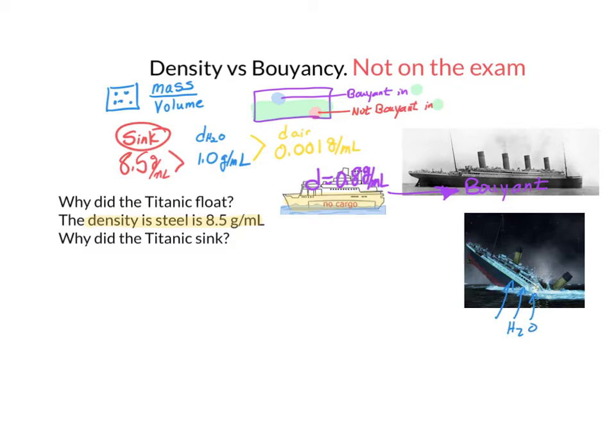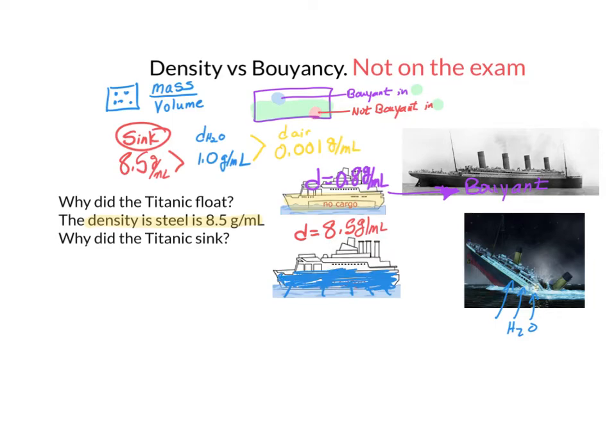Well, at this point, as the cargo hold filled with water rather than air, the average density got closer and closer to the 8.5 grams per milliliter that you see for the steel, because the water was more neutral. It's the same as the water inside and outside stayed the same, so the overall density became larger and larger until the boat sank. And of course, with the Titanic at the bottom of the ocean, we would say that it is not buoyant.